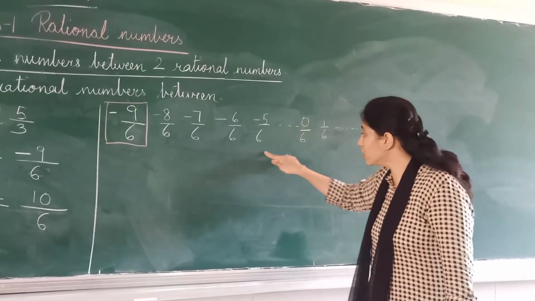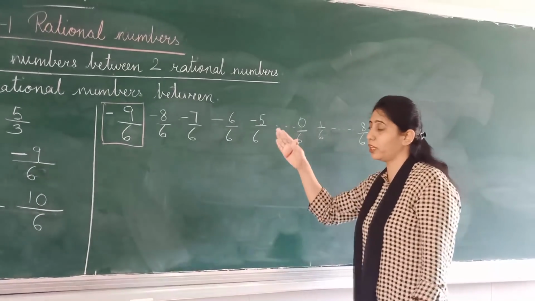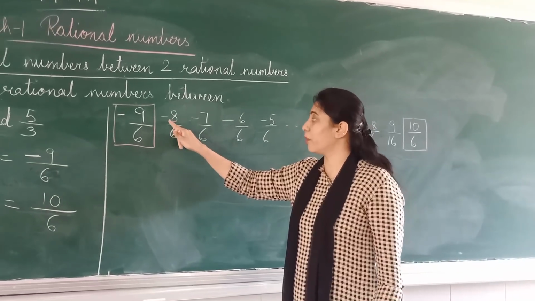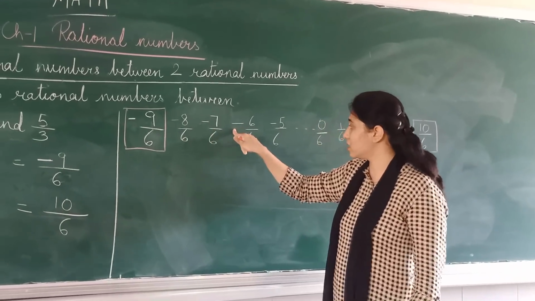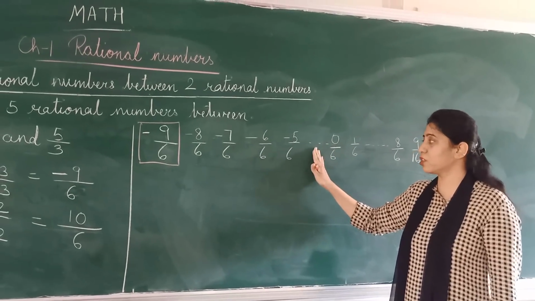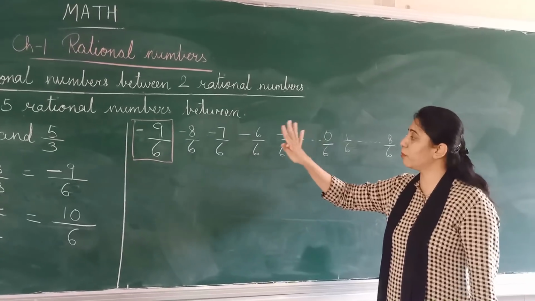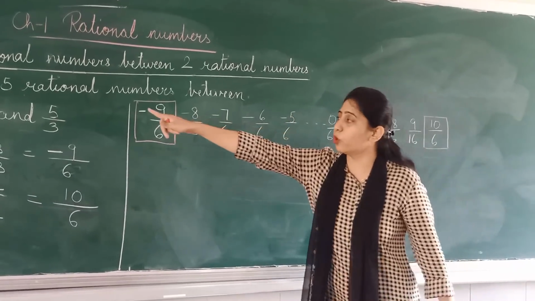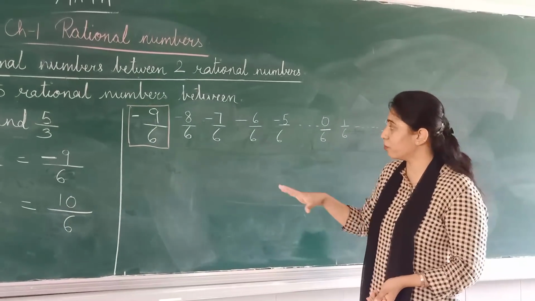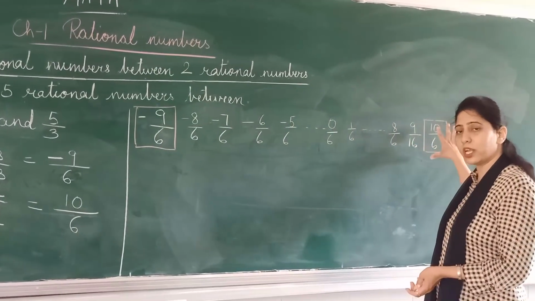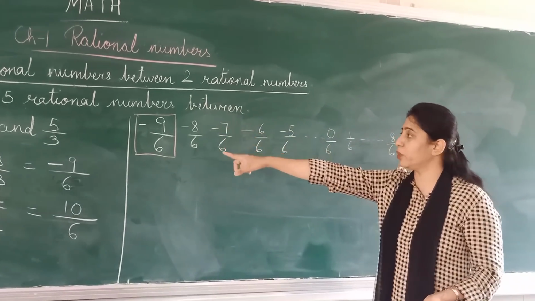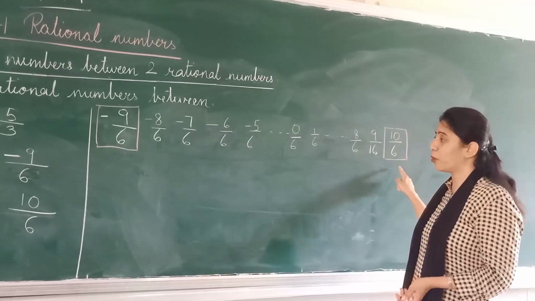So now how to list the rational numbers between them? You have to write down the numbers in order. What is the number after minus 9? Minus 8, minus 7, minus 6, minus 5. I have not written all the negative rational numbers. You can write up till minus 6 also, because you have to find only 5 rational numbers. So how are we going to find 5 rational numbers? You can write all the rational numbers, but from there you have to select only 5 between minus 9 upon 6 and 10 upon 6.